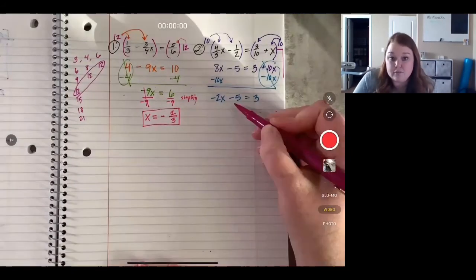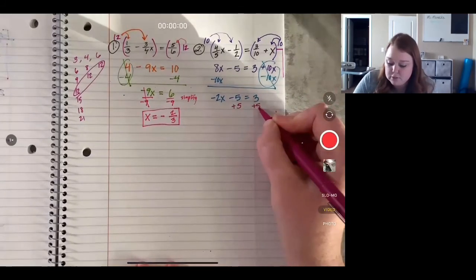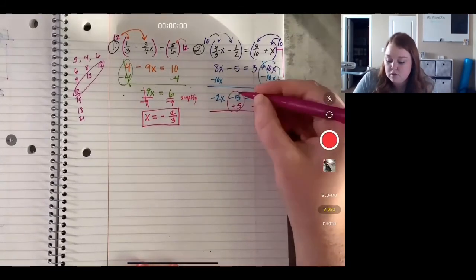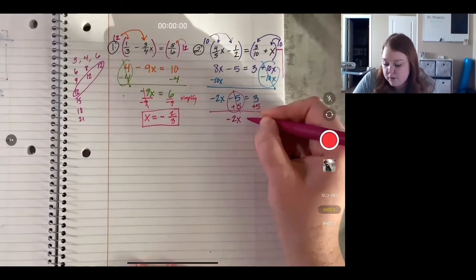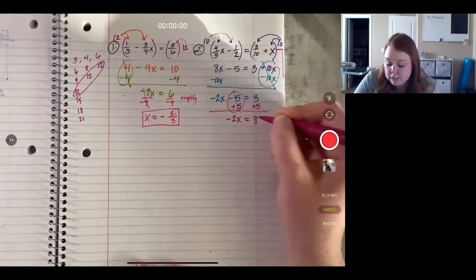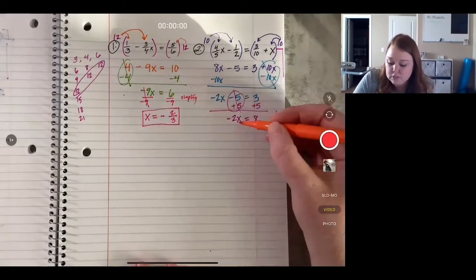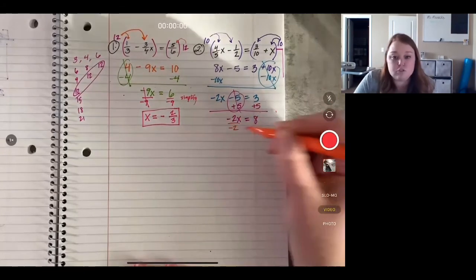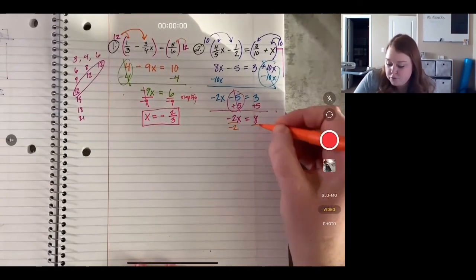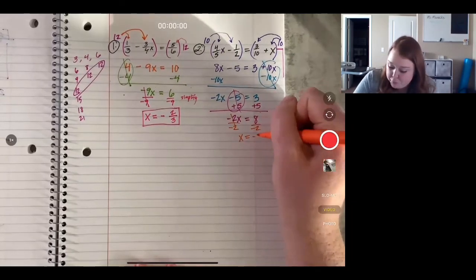Since that's a negative 5, you're going to add 5 to both sides. The 5's cancel. We're left with negative 2x equals 8. My last move here is to get rid of that negative 2. How? Using division. Divide by negative 2 on both sides, and we get x equals negative 4.